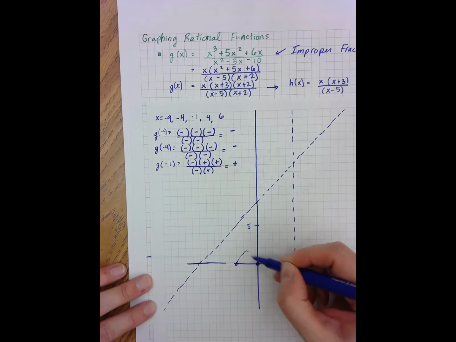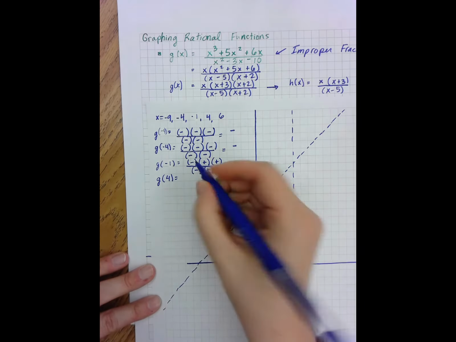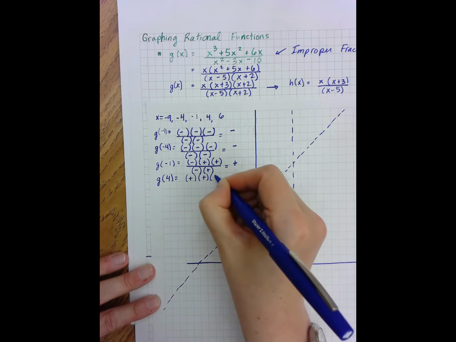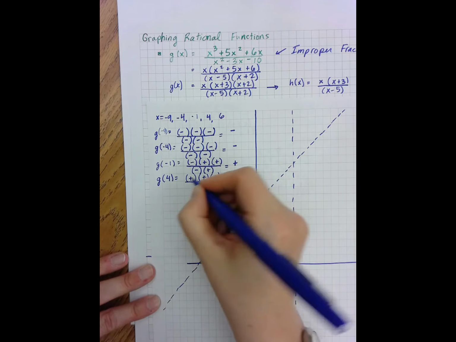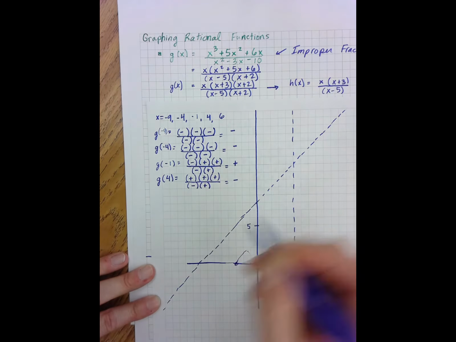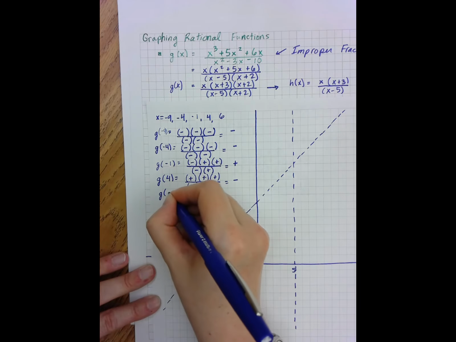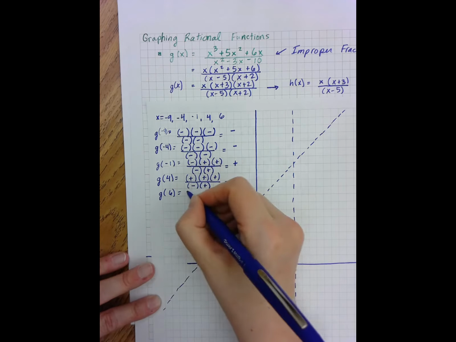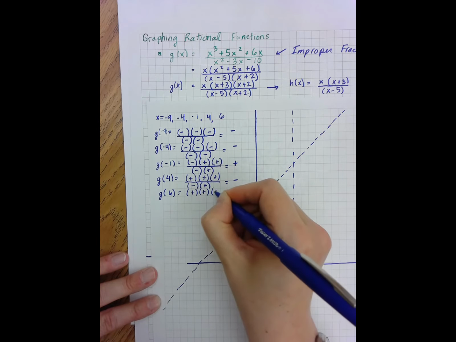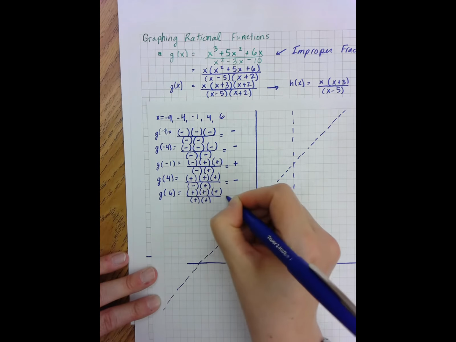So I'm somewhere above. G of 4 is going to give me a positive, positive, positive, all over a negative, positive, which is negative, so I'm down below here. And g of 6 is going to give me all positives. So positive.